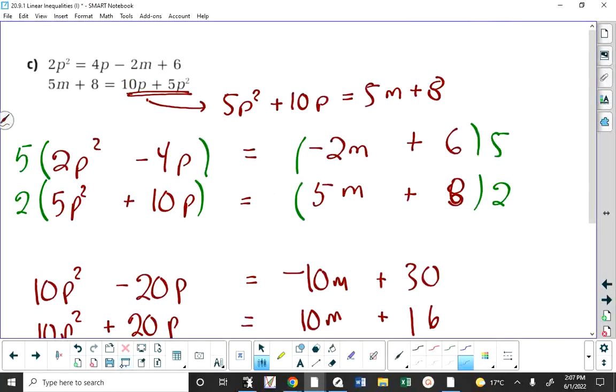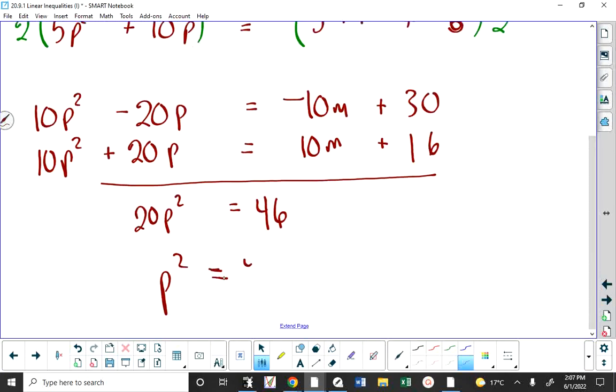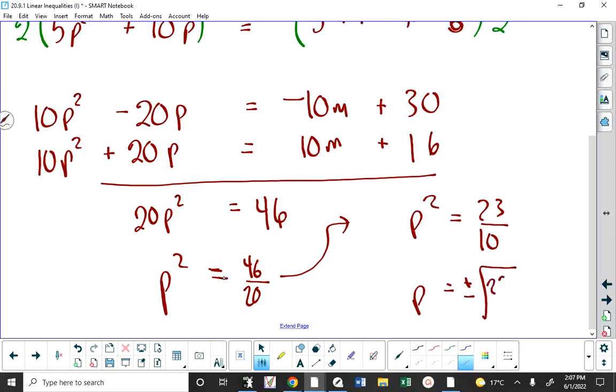That means that p squared is equal to 46 over 20, which is 23 over 10. Oh, yuck. Is that what they are saying in the back, that p is some weird decimal of approximately 1.4 something or 1.5 something? They are.